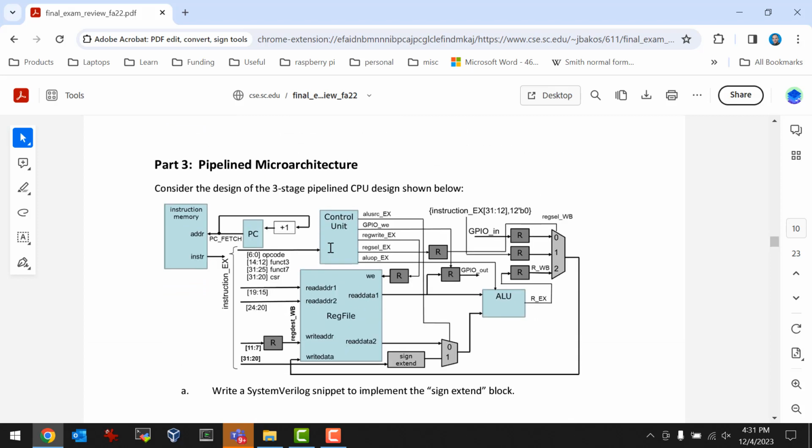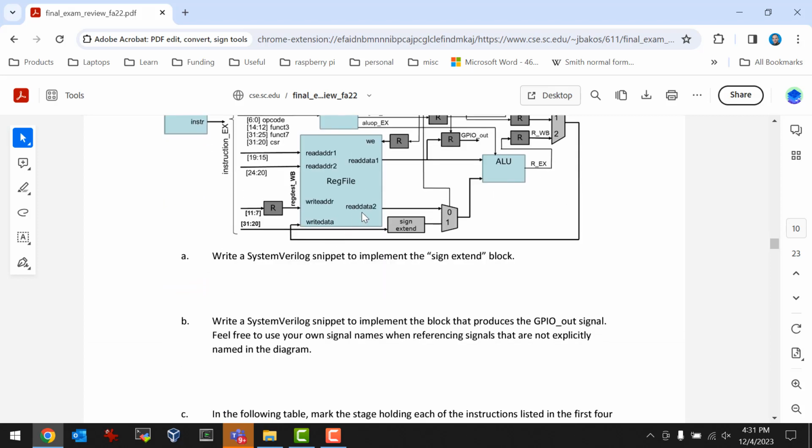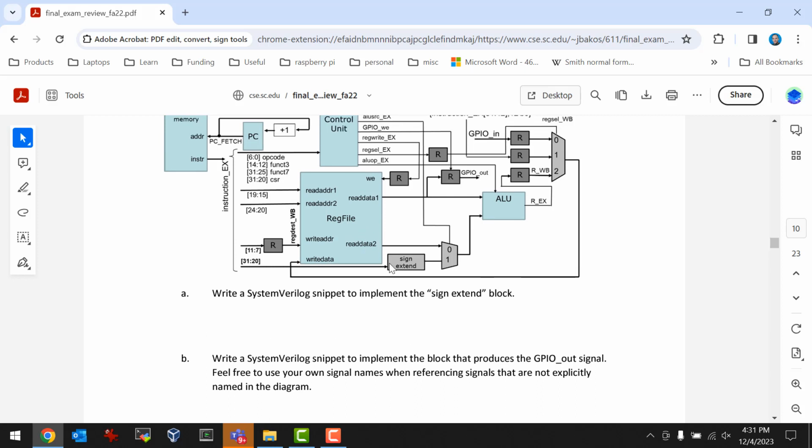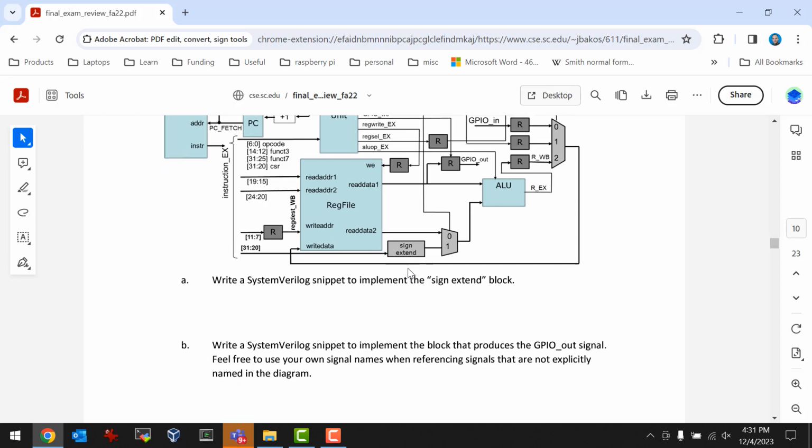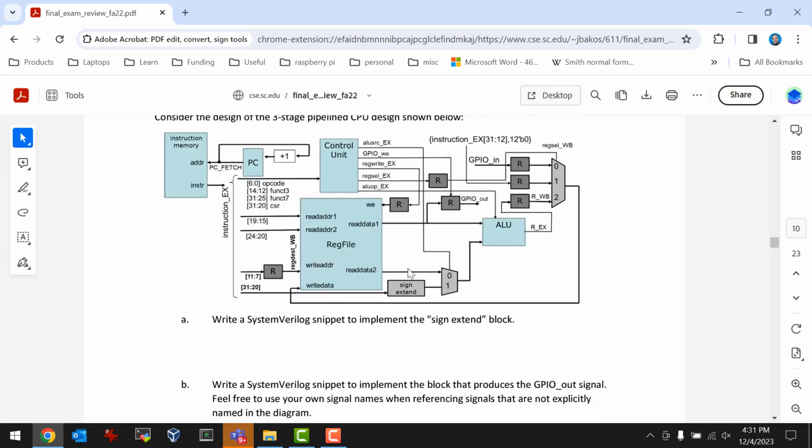Pipeline microarchitecture. We got the 3-stage pipeline. Write a SystemVerilog snippet to implement the sign extend block. That's pretty trivial. You guys all did that, right? So you just replicate the sign bit, with bit replication. The sign bit, in this case, is for sign extending a 12-bit signal, right? So you've got 12 bits coming in here, bit 11's got to be replicated 20 times. Make sense?